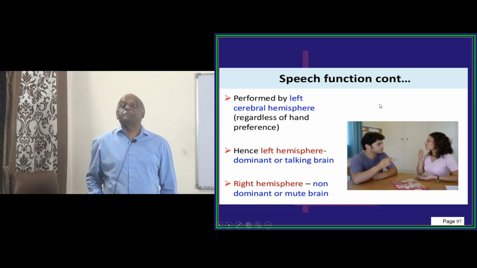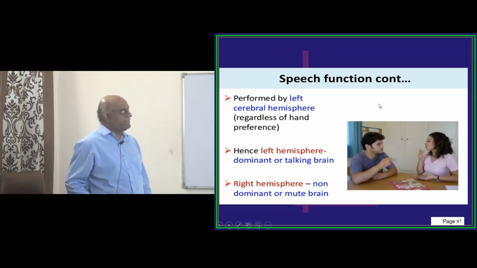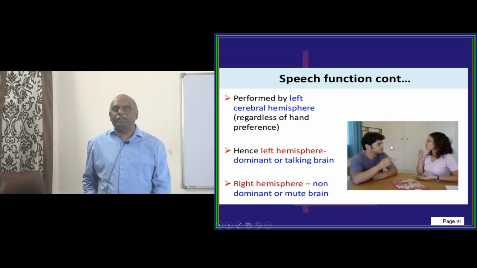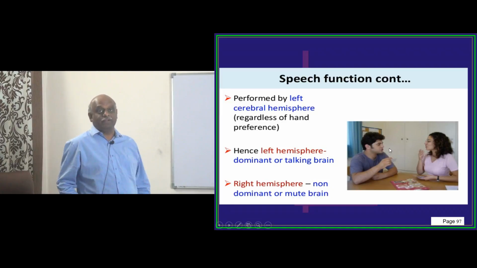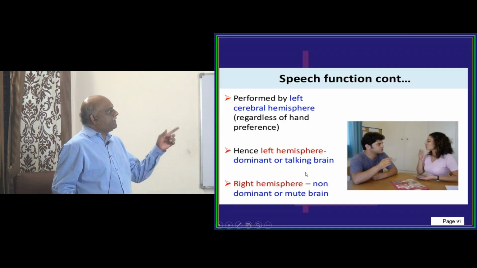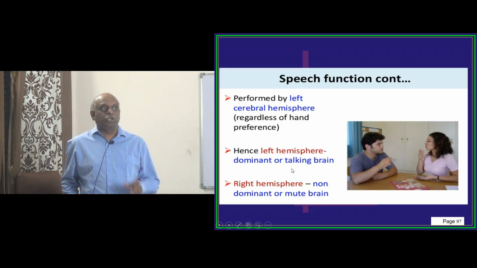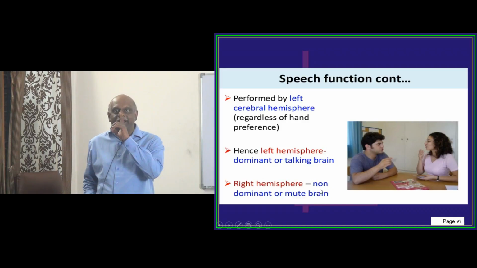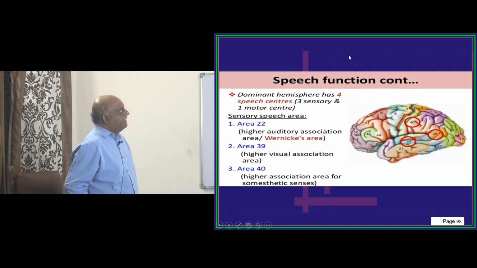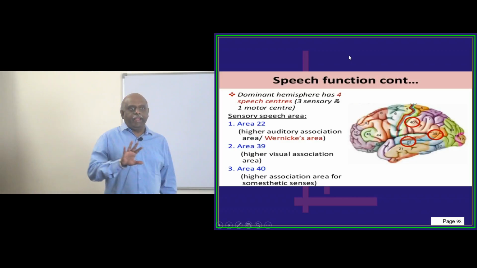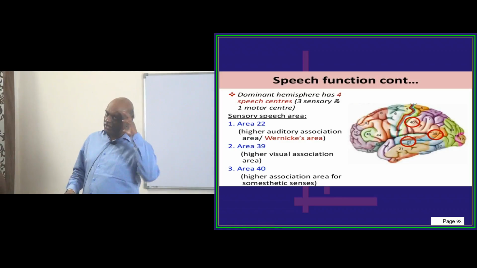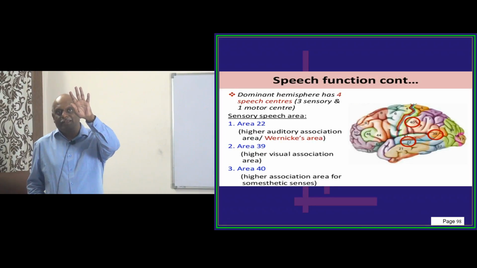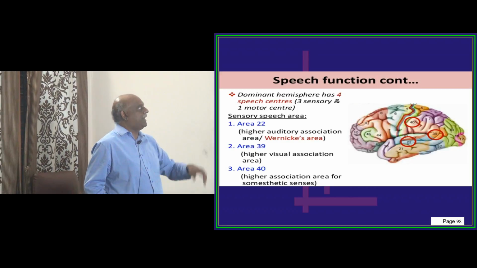Then speech. What is important for speech? It is the left cerebral hemisphere which is important for speech, regardless of whether you are right-handed or left-handed. Actually, the left hemisphere is also called the dominant brain or the talking brain. The right hemisphere is called the silent brain or mute brain. Now, in the dominant hemisphere, our left hemisphere, there are 4 speech areas. 3 are sensory and 1 is motor.